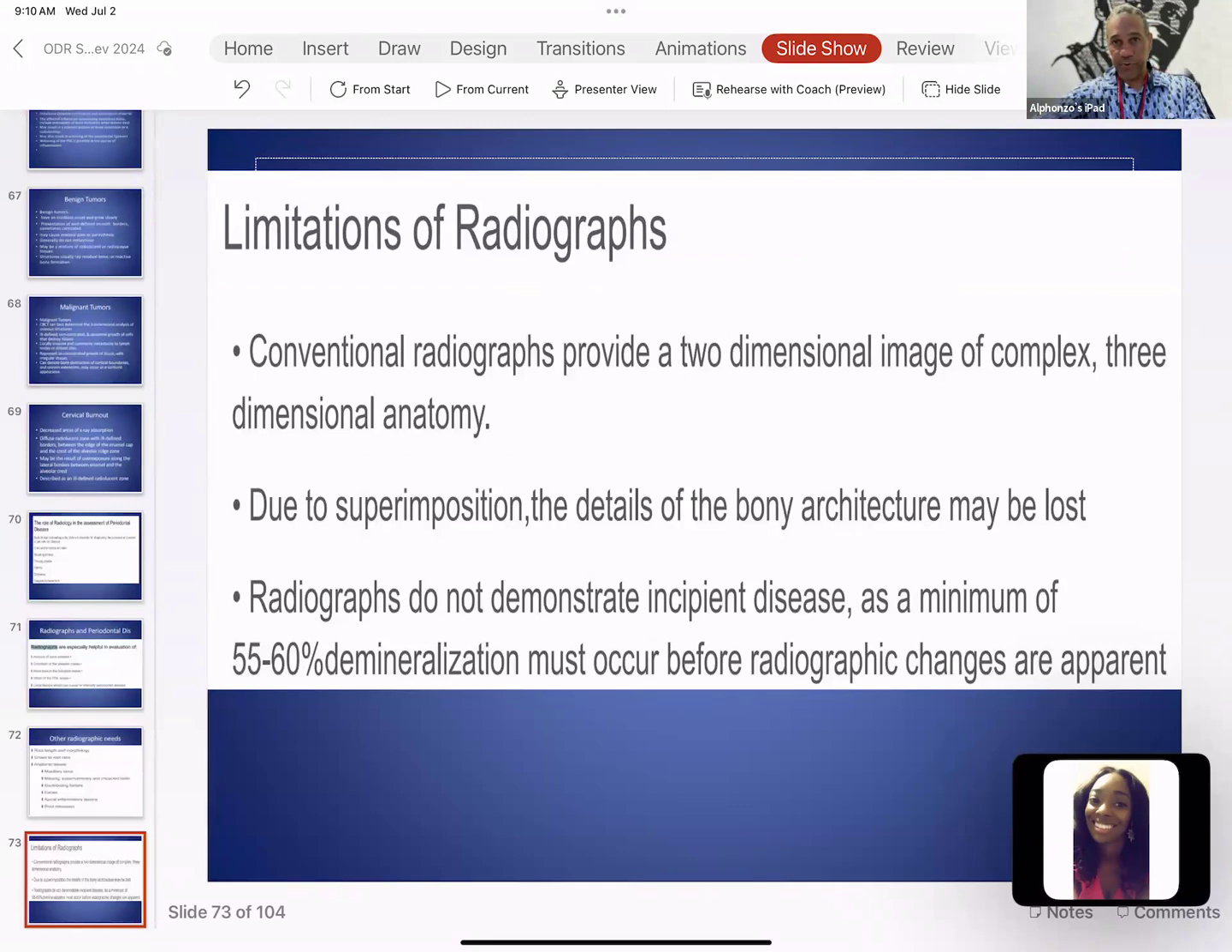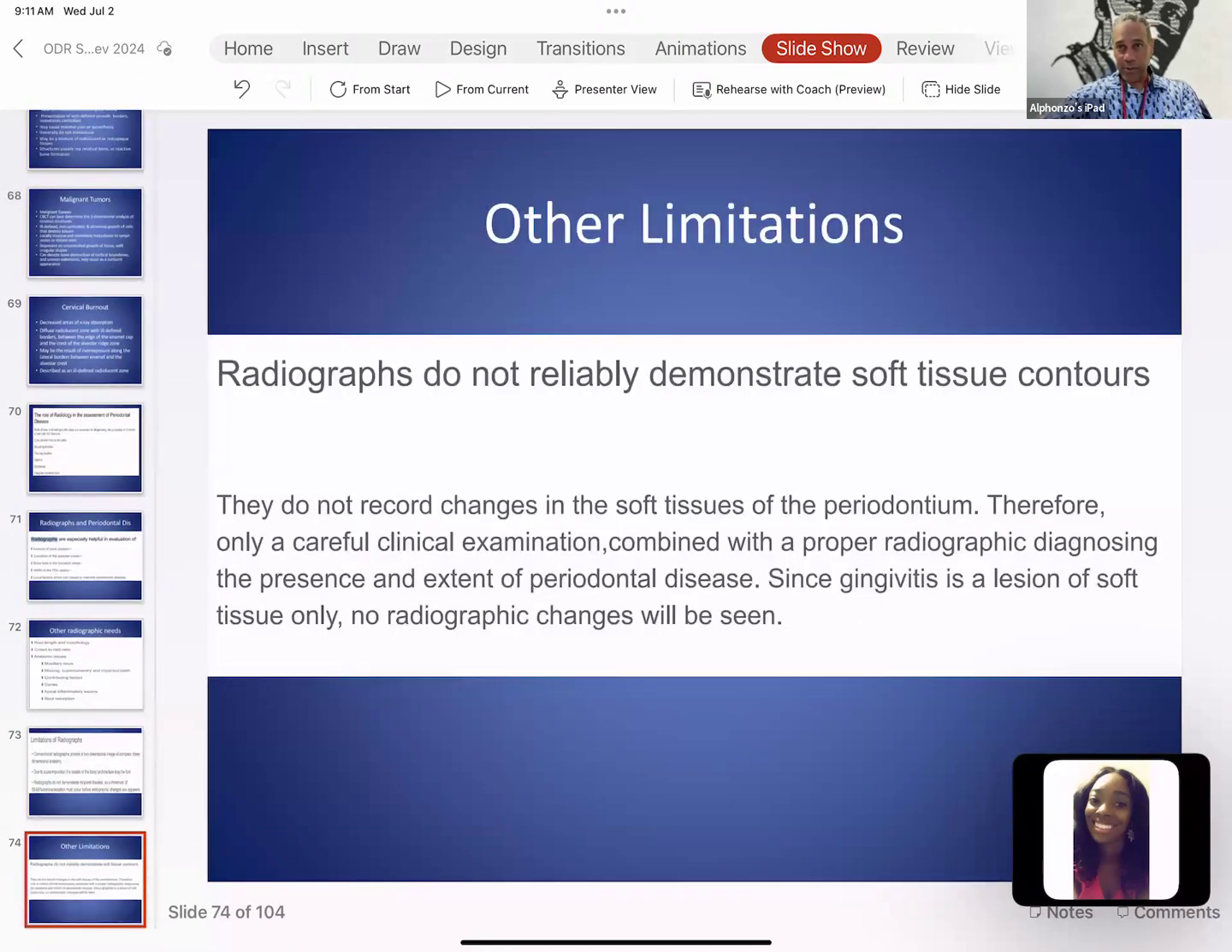And here are some limitations of radiographs. So the conventional radiographs provide a two-dimensional image of a complex three-dimensional anatomy. So these are some limitations. You can't see some of these things that well due to superimposition. The details of bony architecture may be lost. Radiographs do not demonstrate incipient disease, as a minimum of 55 to 60% demineralization must occur before radiographic changes are apparent. Just remember these numbers, these concepts, what your limitations are.